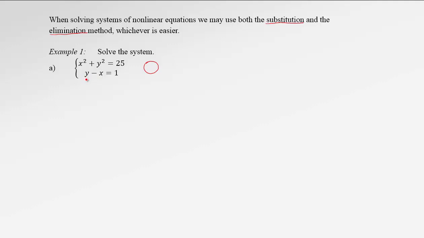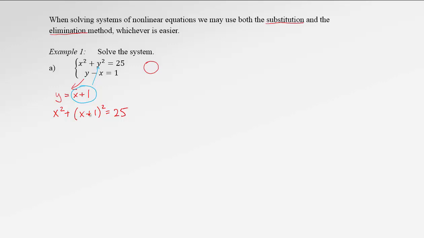Let's see. Think for a second, which method would you use in this situation? Well, here it's very easy to solve the second equation for one of the variables, for example, for y. So I have y equals x plus 1, and then I can use this expression in the first equation. So I can replace y by x plus 1. So let's see what the first equation will give us. x squared plus, and instead of y we have (x plus 1) squared equals 25. Oh, that's great. Now we have a single equation with one variable, so we know how to solve it.